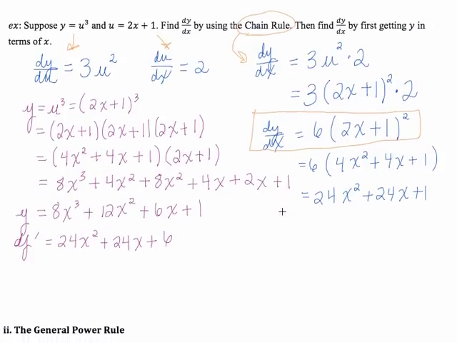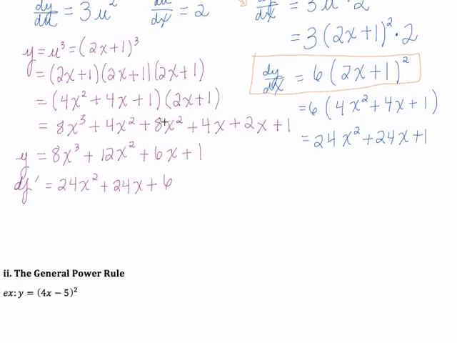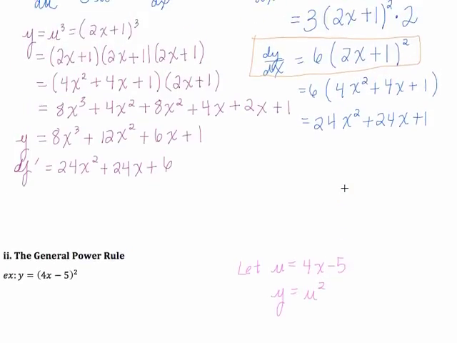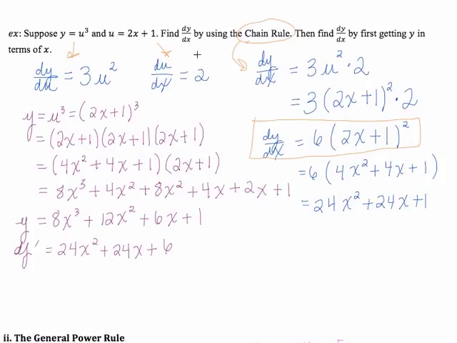Next, let's look at what happens generally when we have a polynomial to a power. This is often referred to as the general power rule. Here, y is defined as a function of x. Now, you could go in and say, let u equal the inside function. So let u equal 4x minus 5. Then y would be equal to u squared. And you could work it the exact same way we did this derivative, with y as a function of u and u as a function of x.